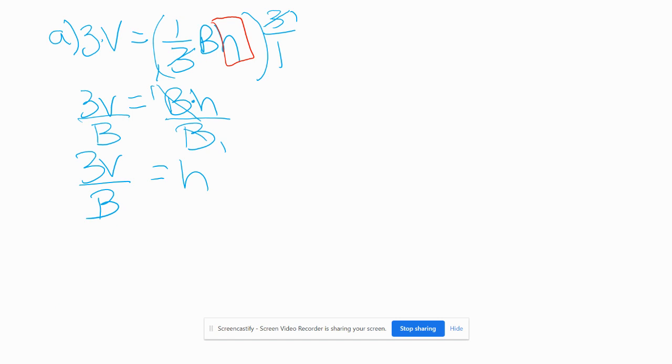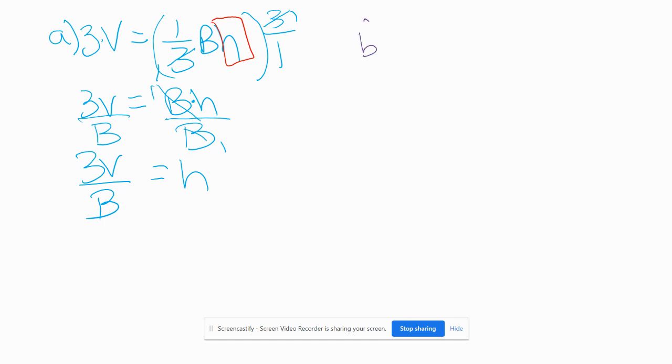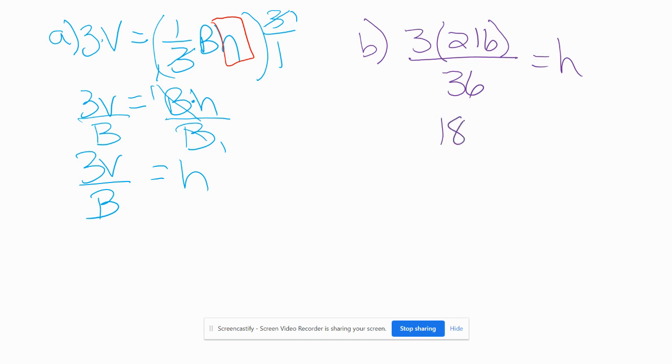Now, in part B, it does ask us to use the equation that we made. And so we have 3 times volume, they're telling us, is 216. And then the area of the base is 36. And this is going to equal the height. So in our calculators, we're doing 3 times 216 divided by 36, and we get 18 for our height.